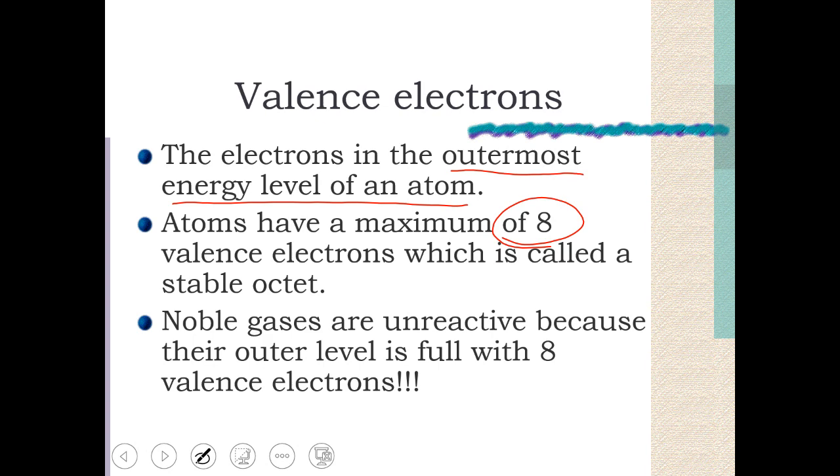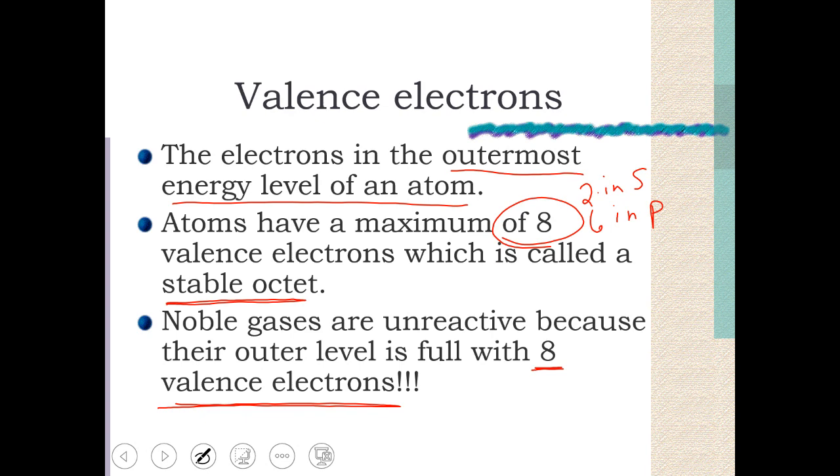Okay, so you have 2 in the S, you have 6 in the P. The B and the F are never part of the valence shell. What's the total? 2 and 6 equals 8, and they call that a stable octet. This is the reason the noble gases are totally unreactive. They already have 8 valence electrons in their outer shell.